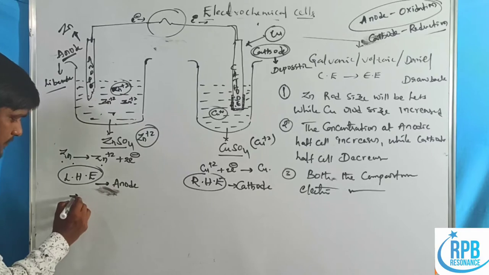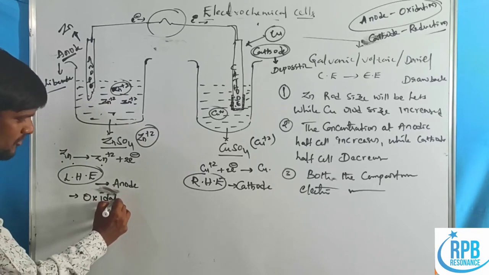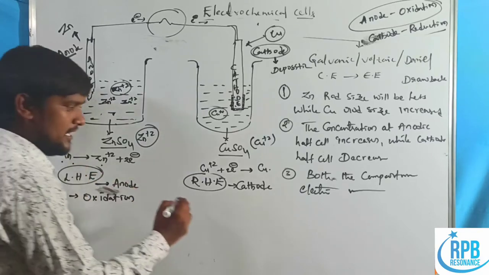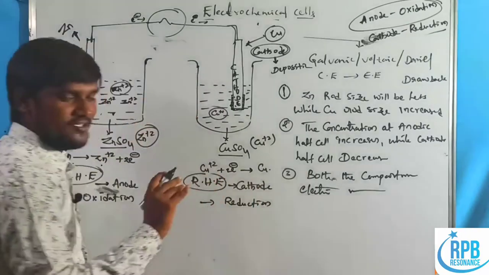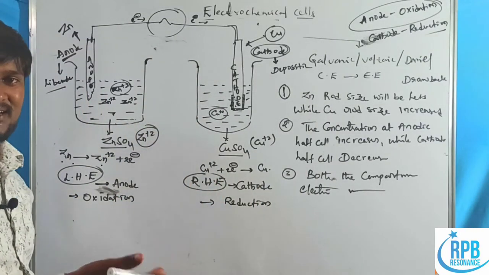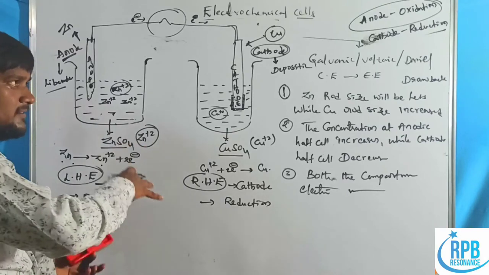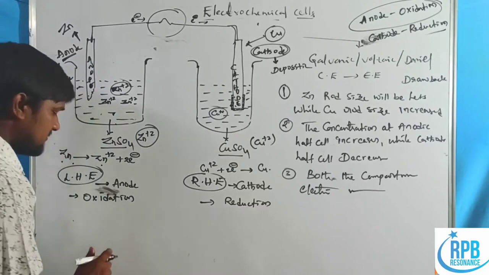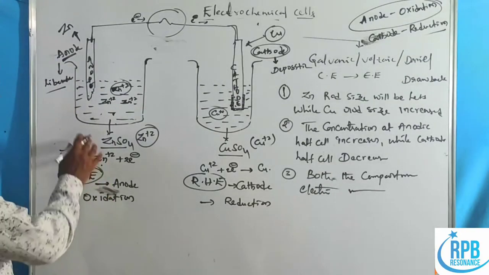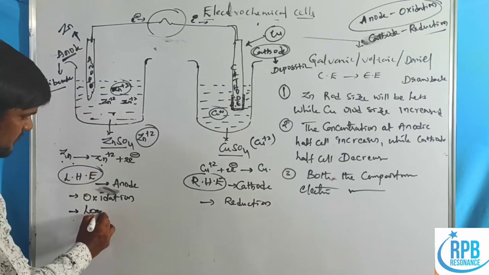So here it is the second point. At the anode, oxidation always occurs, and reduction occurs at the cathode. Each and every electrochemical reaction is nothing but a redox reaction. In the case of a galvanic cell, it is like an indirect reduction method. Now oxidation means the loss of electrons.